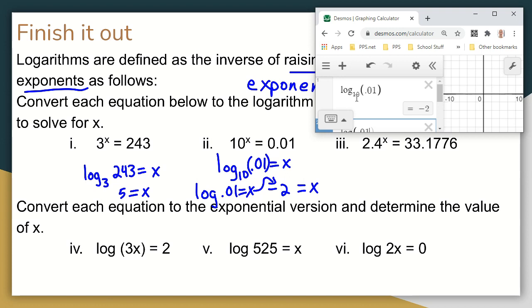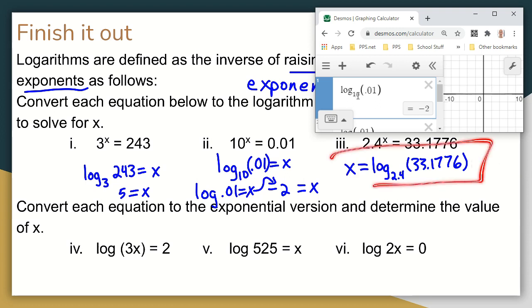All right, the next one. We need to convert to a logarithm. Whenever we have a variable in an exponent, we're going to need to convert to a logarithm. So we have log base 2.4 of 33.1776 equals x. And I put the x in front instead of behind just to show that you can flip it around either way you want. It doesn't matter what the order is there.